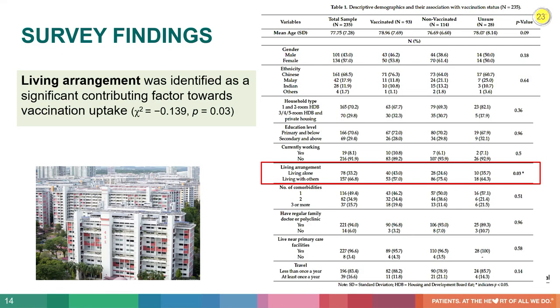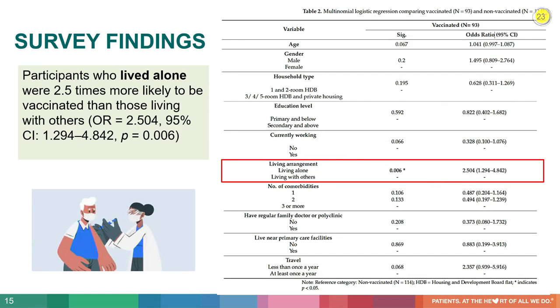In our study, 39% actually received the vaccination in the past 12 months, but we still have 12% unsure of their influenza vaccination status. Among those unvaccinated, 24.8% had not even heard of the influenza vaccination. Our survey findings show that living arrangement was identified as a significant contributing factor towards vaccine uptake. Participants who live alone were 2.5 times more likely to be vaccinated than those living with others. I will explain it later.